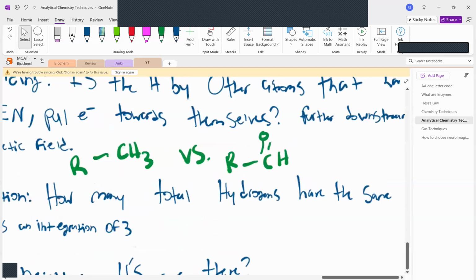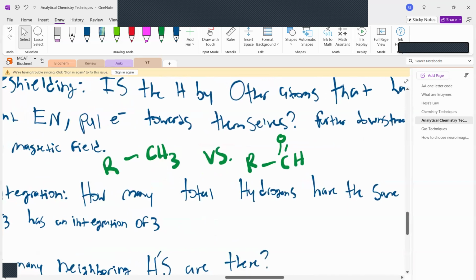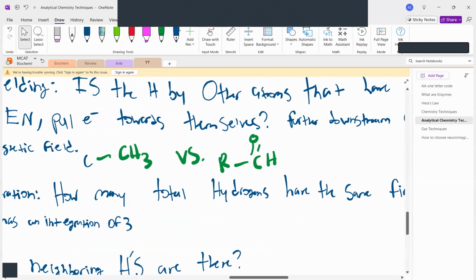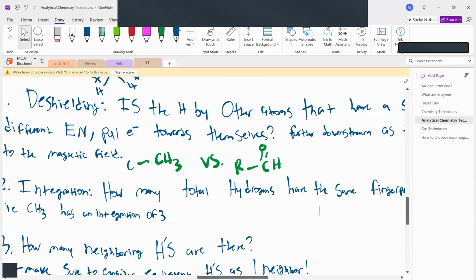For example, you have this methyl group, and just assume this could be a carbon. When it has a carbon-carbon bond, since the two carbons are the same, the electronegativity difference is pretty negligible. Whereas if you have this aldehyde group over here, it's next to a really electronegative oxygen, pulling those electrons away from the carbon. That hydrogen is really de-shielded, so it's really susceptible to that magnetic field, and it'll be further downstream.